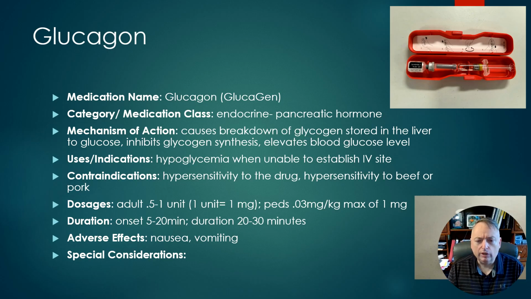Now, why wouldn't they wake up? You have patients that have liver problems. And if they have severe liver disease, they might not have these stores of glycogen to turn into glucose. But we don't know whether they have it or not. So we give the glucagon and then we go ahead and we will initiate transport to the hospital.